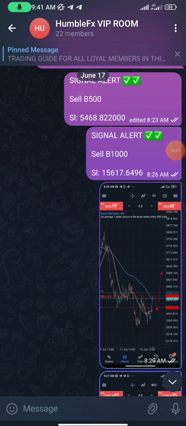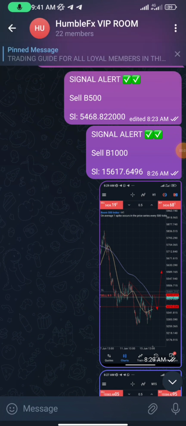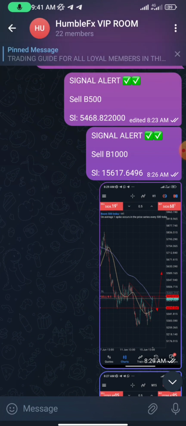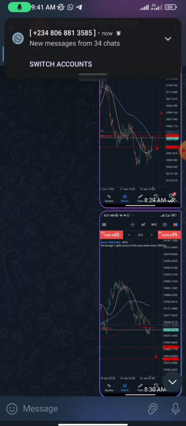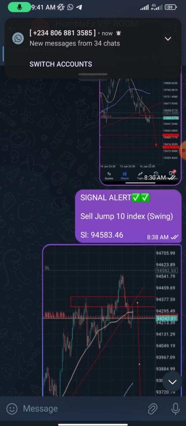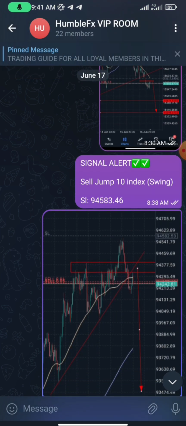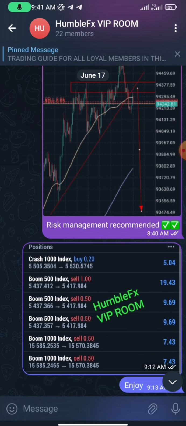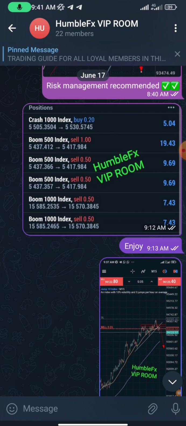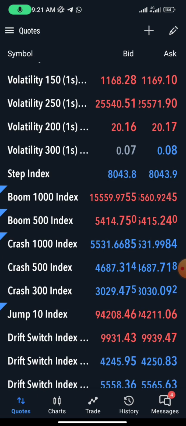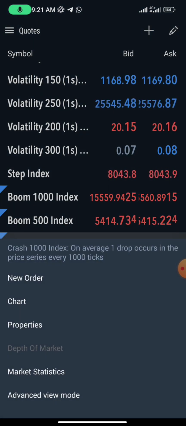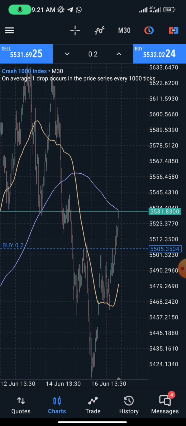Now before we analyze the market, this is the VIP room already, you see here, and these are the setups. These are the trades we took already on the VIP room, and they are doing massively well. The three trades for today are massively in profit. You see that we are in profit, right? You also have a trade here on the Crash 1000. Here is the Crash 1000 trade, and it is also doing amazingly well. Now let us get to the business.